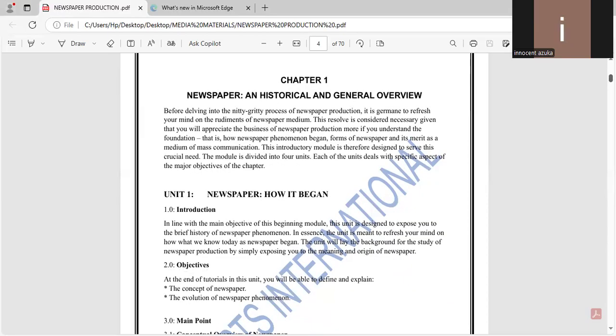Before we dive into the creative process of newspaper production, it is germane to refresh your mind on the rudiments of the newspaper medium. This is considered necessary given that you will appreciate the newspaper business.